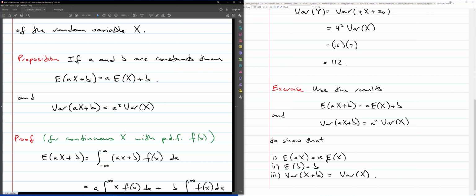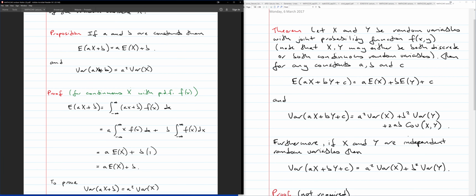Use these two results to show these three over here, to show that the expected value of ax is equal to a times the expected value of x. The expected value of b, a constant, is just the constant itself. And the variance of x plus b is equal to the variance of x. Really, you just use these by choosing suitable values for a and b. For example, to show this first one, you can just use b equal to 0. You can try these as an exercise.